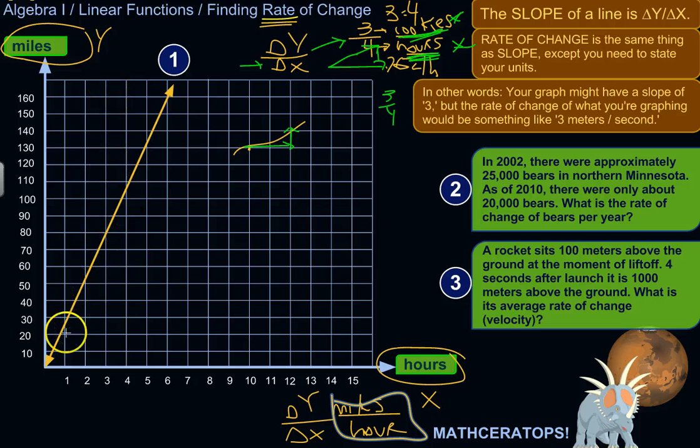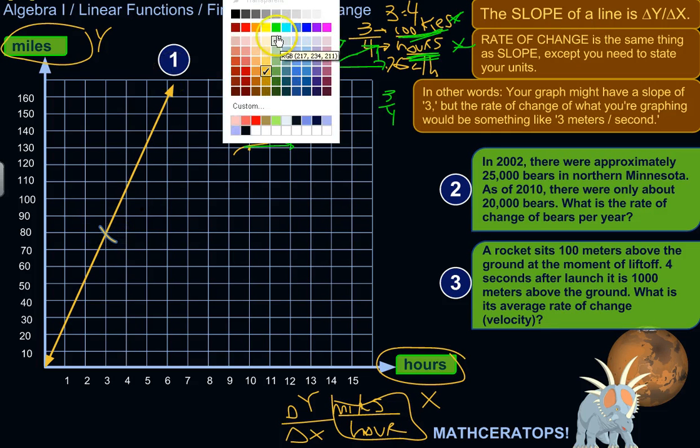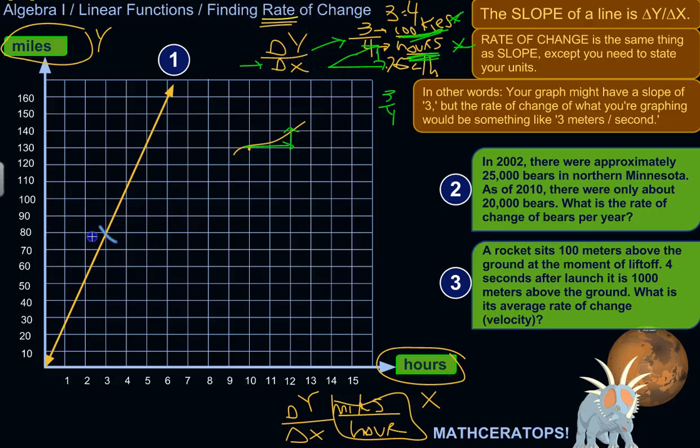So let's look at what it actually is. Pulling out a couple of points. This is kind of like going back to linear equations. I need some colors that will stand out. Let's pick out that point. It's not quite exactly right there, but it's close enough. So we'll pick out 2 points. This point is located at the 3 on the x-axis and 80 on the y-axis.